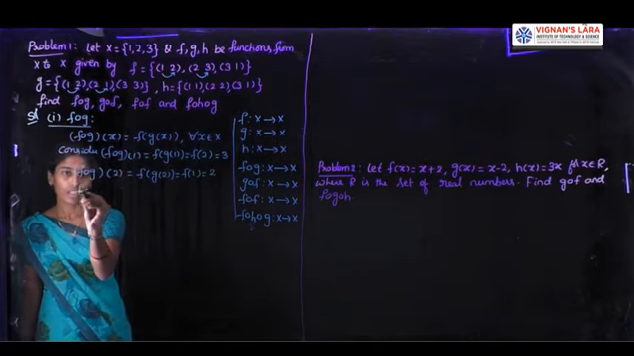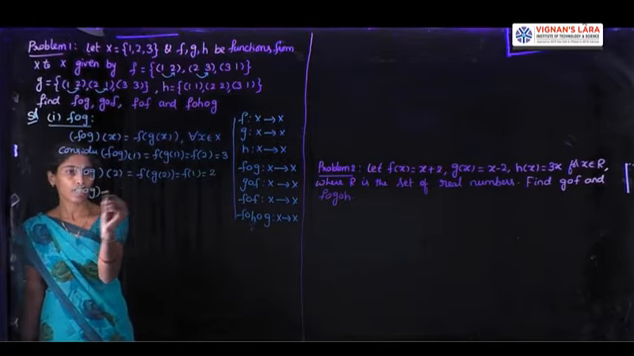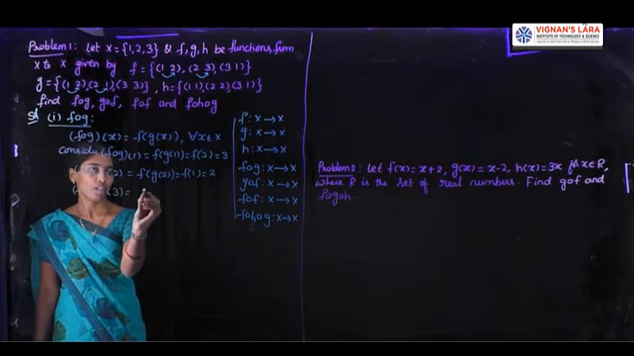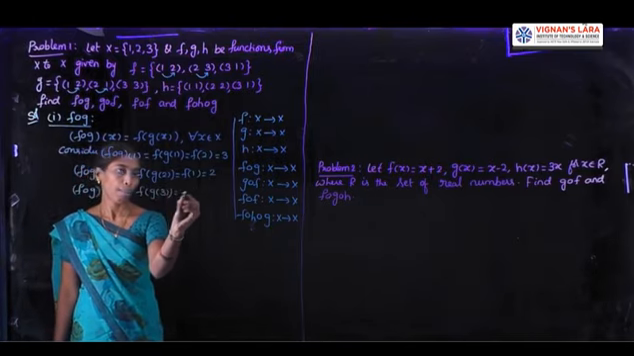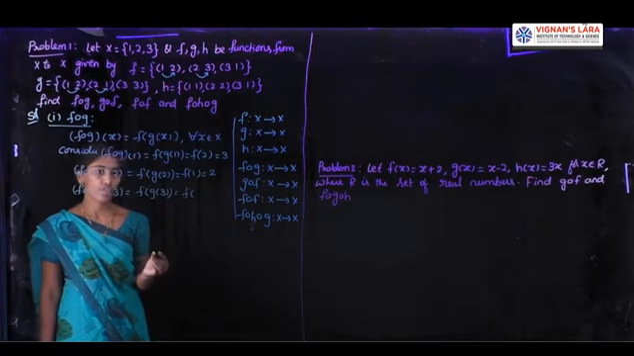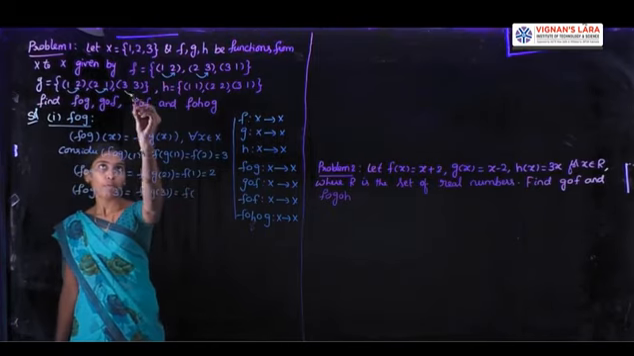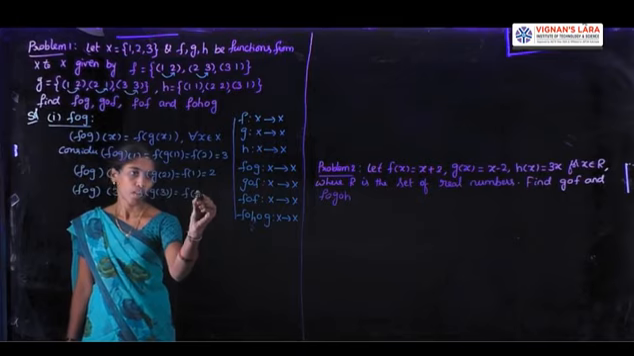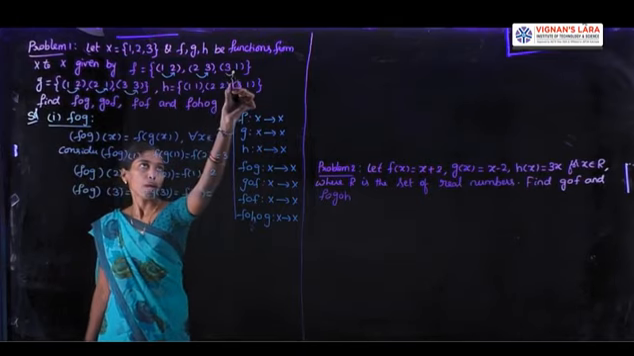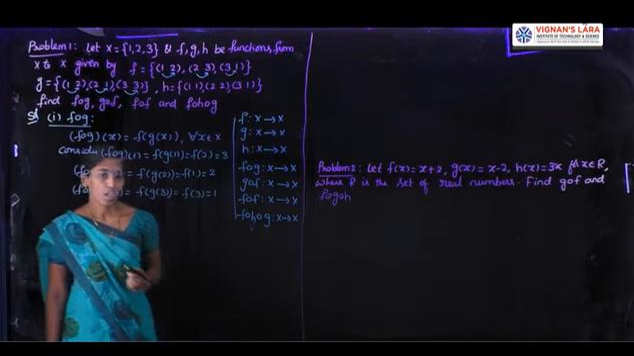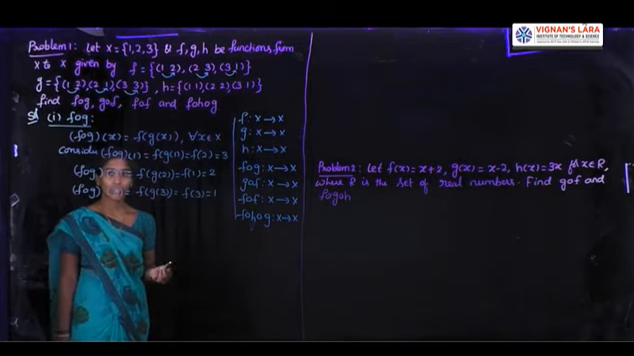Next, the third element of set X is 3. So F of G of 3. Under the relation G, 3 is mapped to 3. So F of 3. Under the relation F, 3 is mapped to 1. So F of 3 is equal to 1.